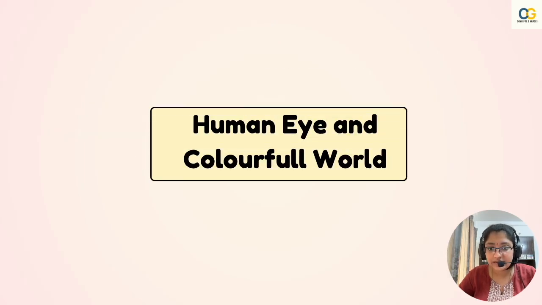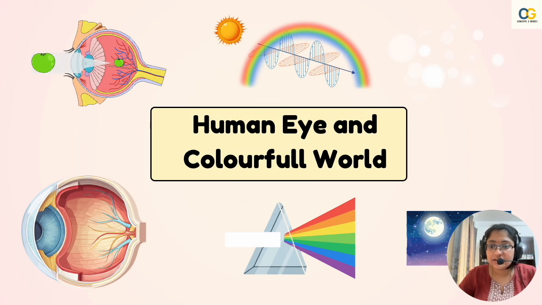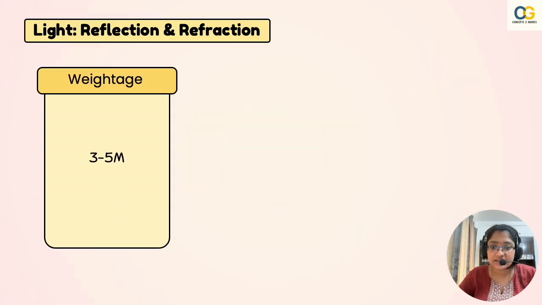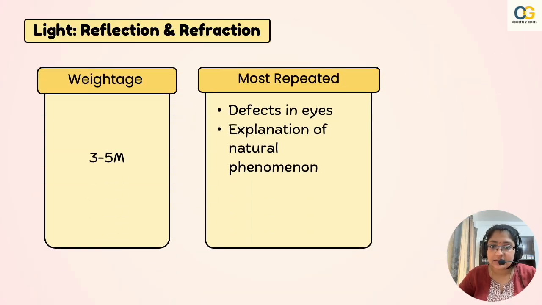Coming to the next chapter that we have, which is human eye and the colorful world, where we'll be learning the different phenomena and about our human eye and how it functions with respect to reflection or refraction. This chapter has a weightage of 3 to 5 marks, and mostly the defects of the eyes and explanation of natural phenomena are what is asked.